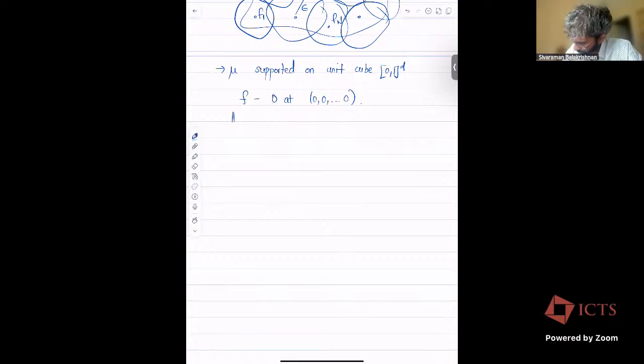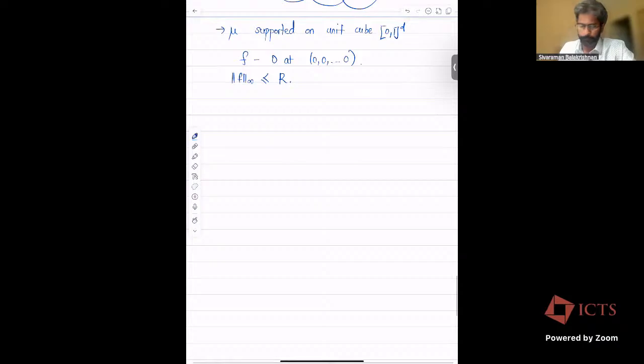So all of my functions are bounded by some number. Okay, so there's some constant so that all of my functions are bounded.